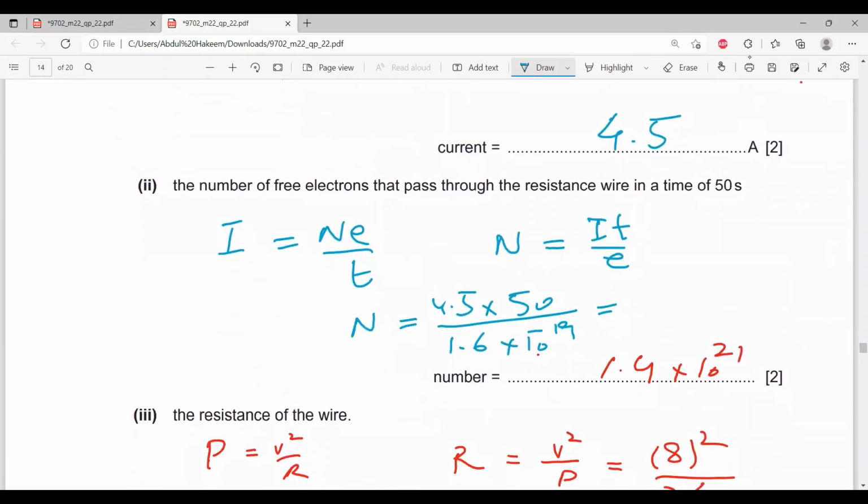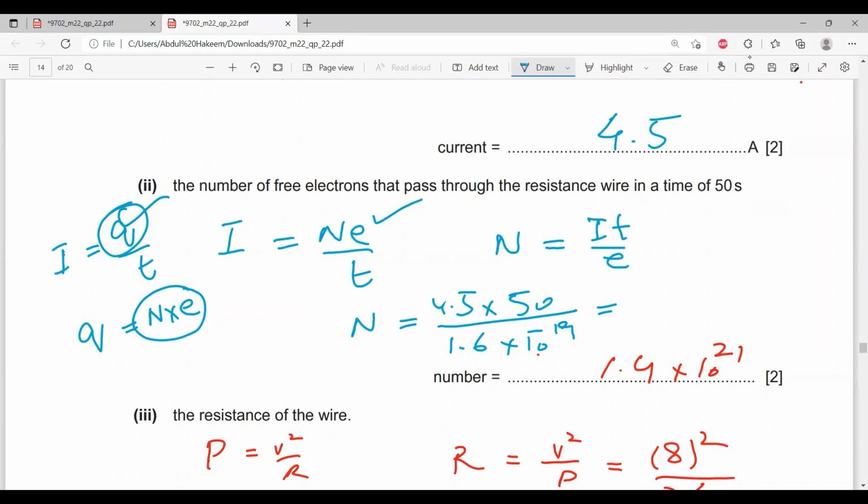Then the number of the free electrons in 50 seconds. Look, current is equal to charge divided by time. But the charge is due to the number of electrons, so the charge is equal to the number of electrons multiplied by the charge of one electron. So we can replace this Q with NE. So I is equal to Q divided by T, so N is equal to I times T over E. Current given 4.5, time given 50, and the charge of the electron is 1.6 times 10 to the power minus 19. So we will get this answer, the number of free electrons.